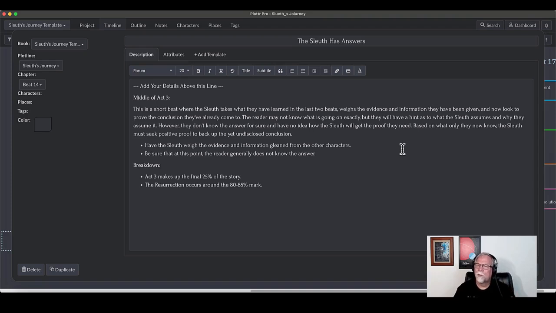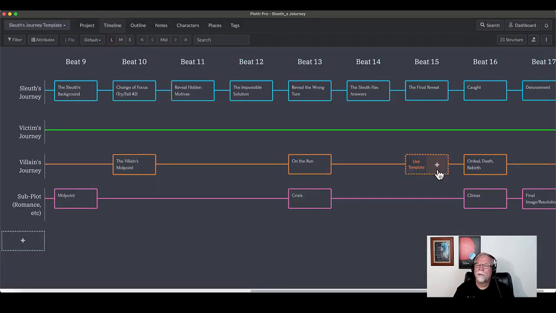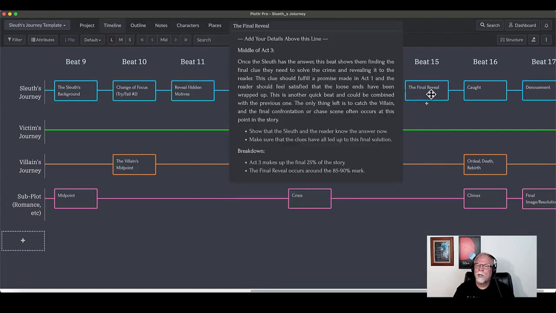Okay. Based on what only they know, they seek positive proof to back up the conclusion that we don't know yet. Okay. So have them weigh the information and the evidence gleaned from other characters. This is a really fast beat. And be sure that at this point, the reader generally does not know the answer, but they can feel it coming. If they can feel it coming, they will continue reading to get it. Okay. Now the sleuth has answers.